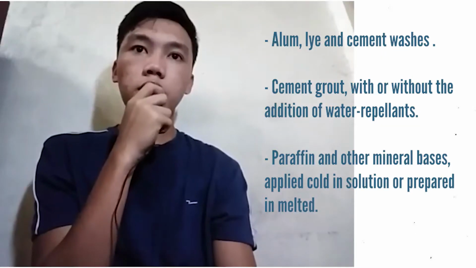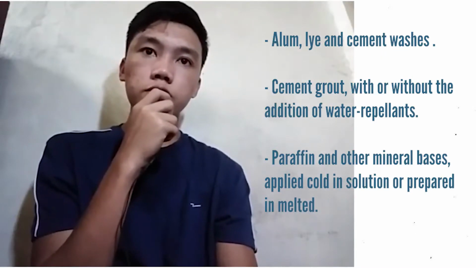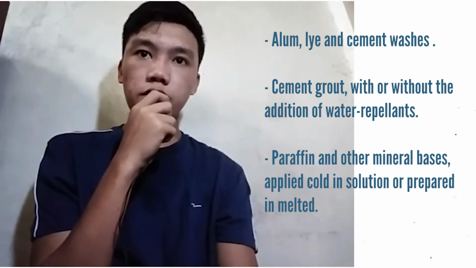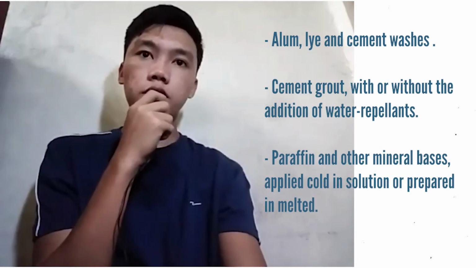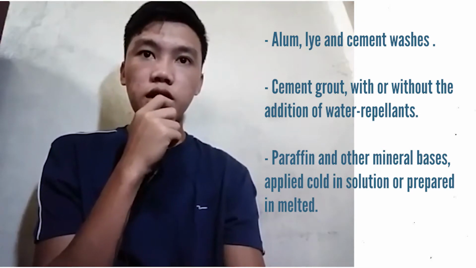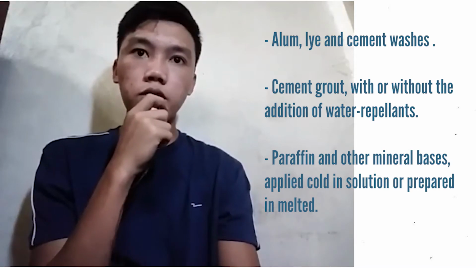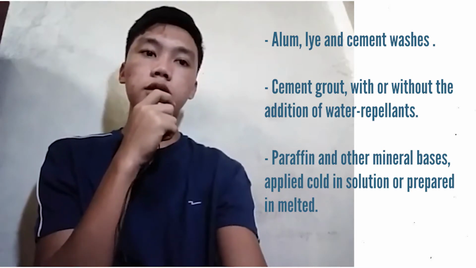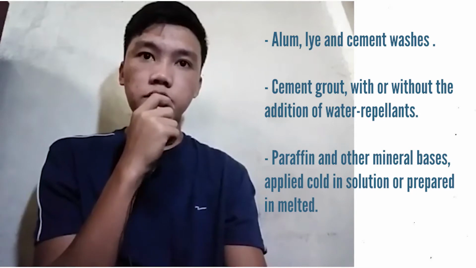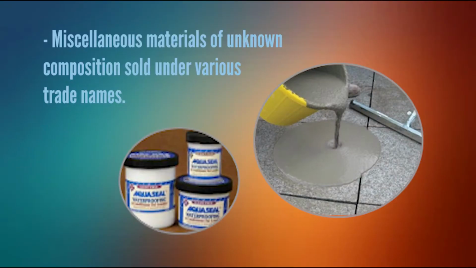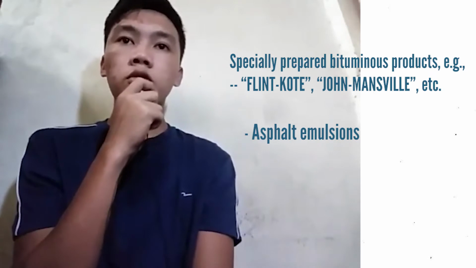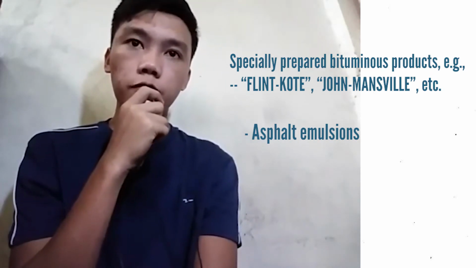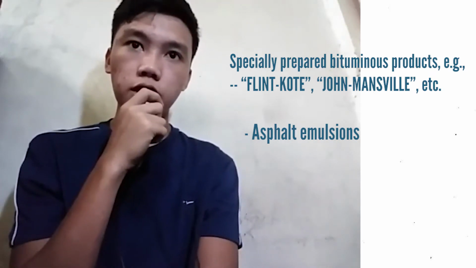And the third one is alum lye and cement washes. The fourth one is cement coat with or without the addition of water repellent. And the fifth one is paraffin and other mineral bases applied cold in solution or prepared in melted form. And the last one is miscellaneous materials of unknown composition sold under various trade names. And the second one is specially prepared bituminous products. Example: Flintkote, Johns Manville, etc.